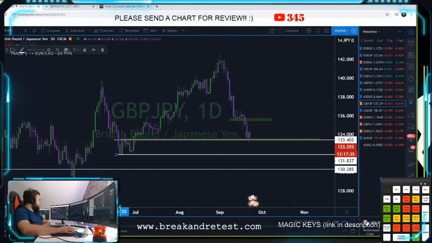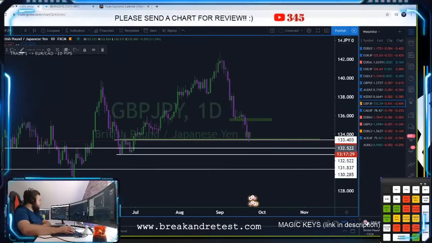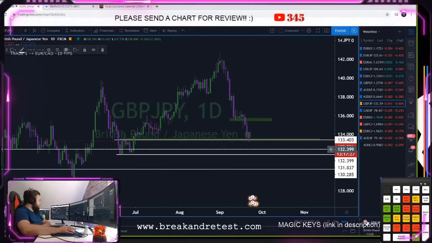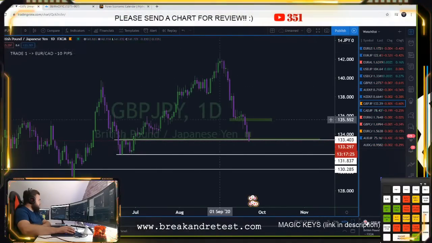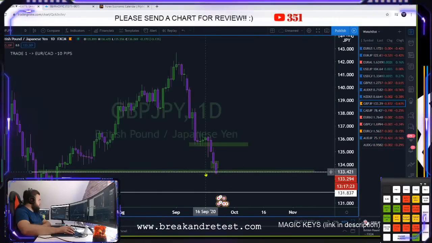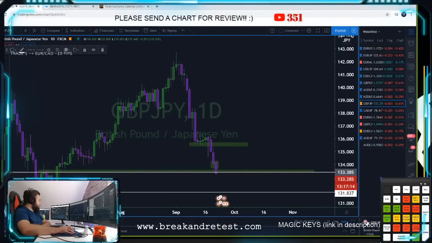We have a small zone in the middle, but it's not gonna play a big role here. Once it closes below 133.400, this is a daily break and retest that happened before here. This is daily support, and this is where all these candles were closed.